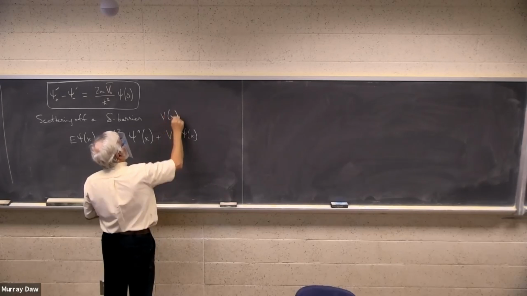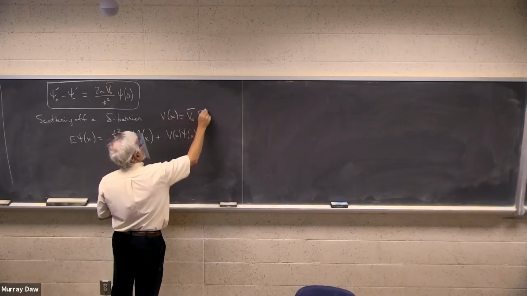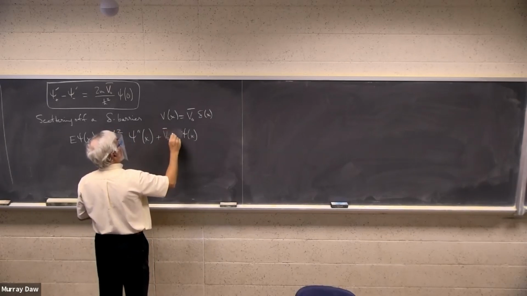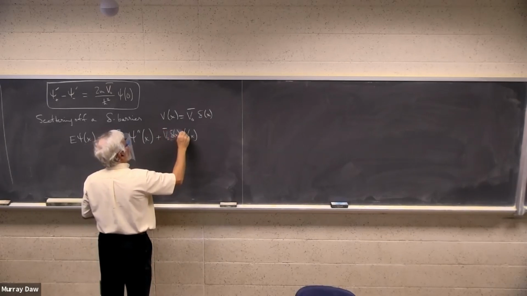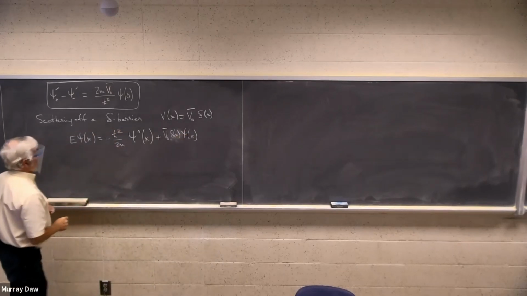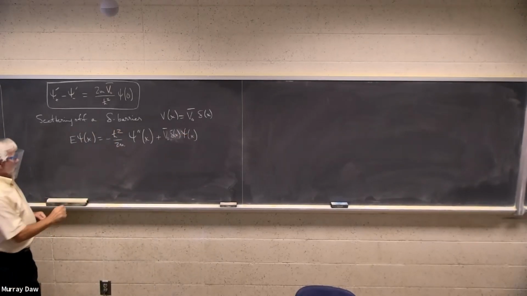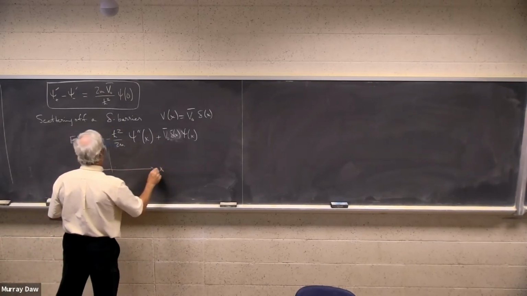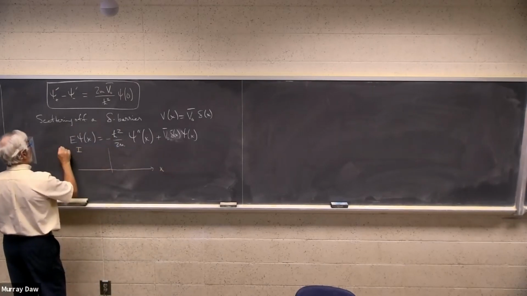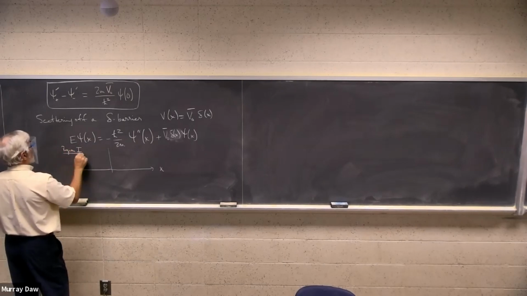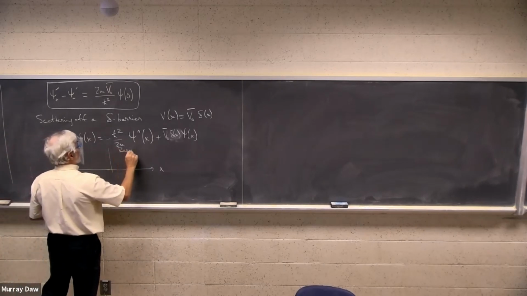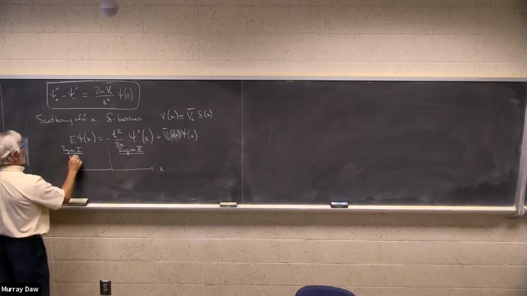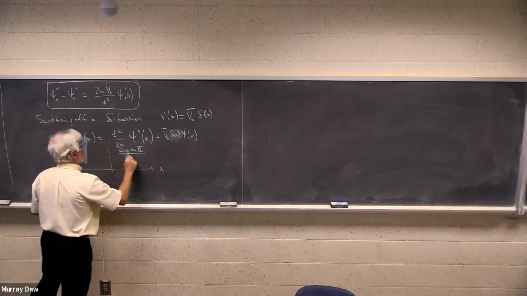V of x is equal to V naught bar delta of x. Write that in here. Okay, so we're going to have two regions. The barrier is right there at x equals 0. So we're going to have region 1 and region 2. Region 1 is for negative x and region 2 is for positive x.